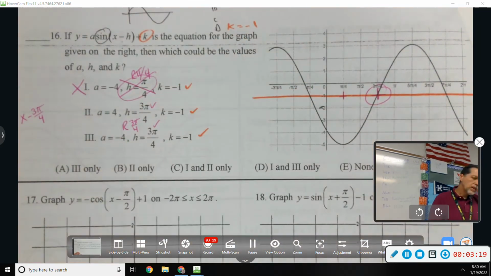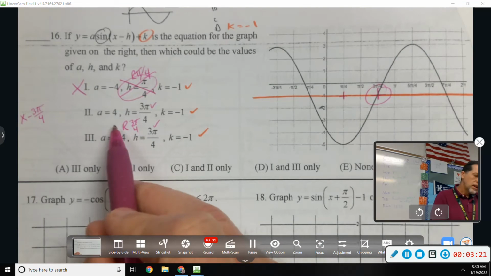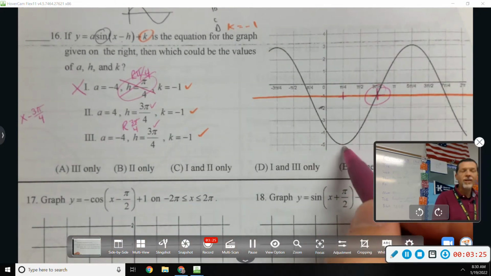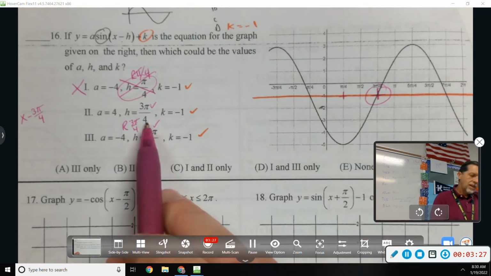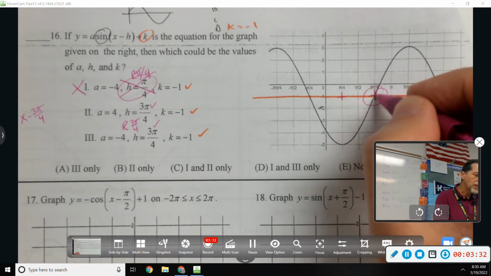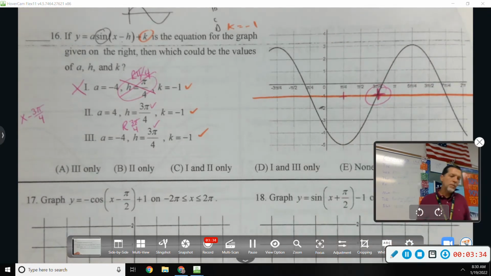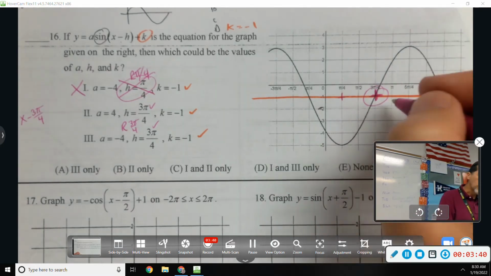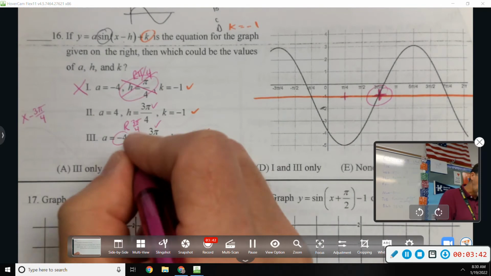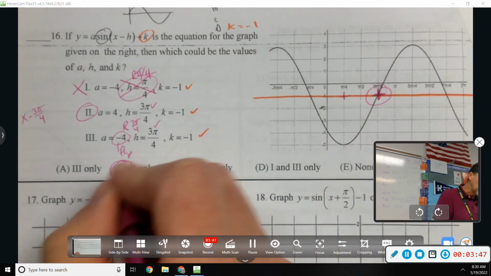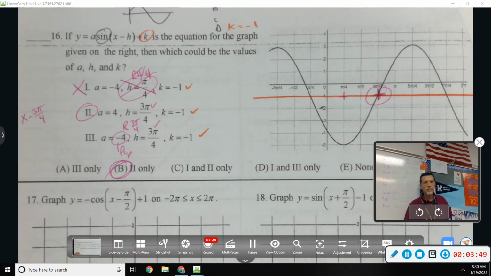It works because that's where a sine starts. Be careful, a cosine wouldn't be on it. So if this is my starting point, what would A be? 4 or -4, or either one? It would have to be 4 because this isn't flipped. So that last one would be a flip. So 2 only is my answer.